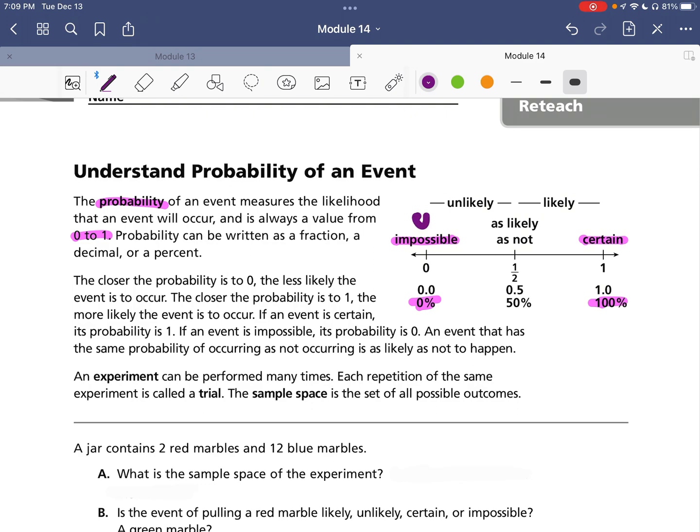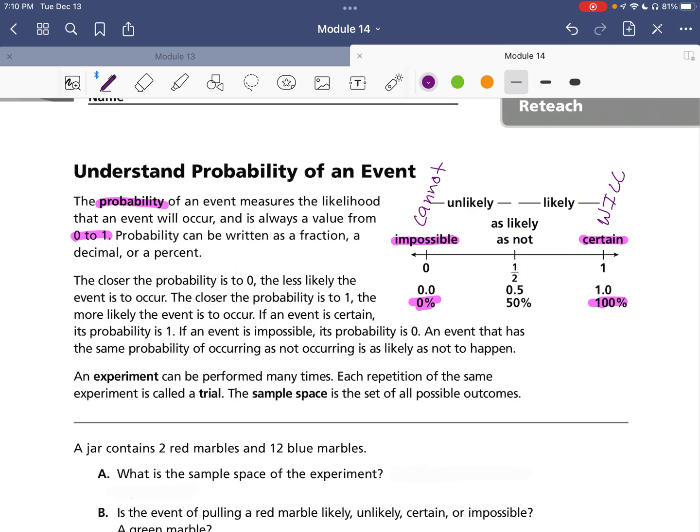Okay, cannot happen and will happen. 100% chance, or 100%. The closer the probability is to 0, the less likely the event will occur. The closer it is to 1, the more likely an event will occur. If an event is certain, that probability is 1. So again, that's that will happen, that 100%.